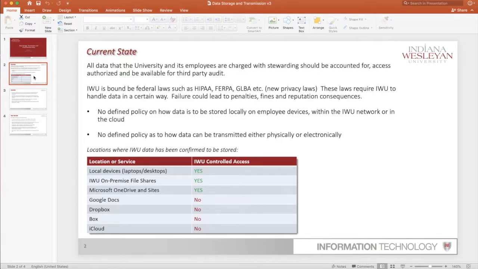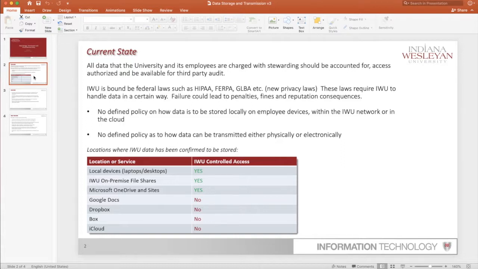Currently, all data that the university and its employees are charged with stewarding should be accounted for, access authorized, and be available for third-party audit. IWU is bound by federal laws such as HIPAA, FERPA, GLBA, among other new privacy laws that are coming out as well. These laws require IWU to handle data in a certain way, and failure could lead to penalties, fines, and reputation consequences. As of now, no defined policy on how data is to be stored locally on employees' devices, within the IWU network, or in the cloud is present. Additionally, IWU does not have a defined policy as to how data can be transmitted, either physically or electronically.